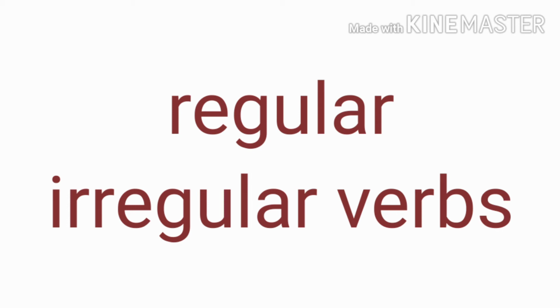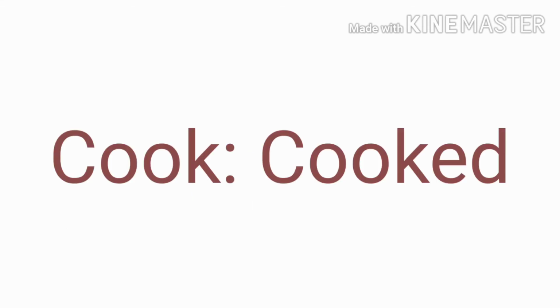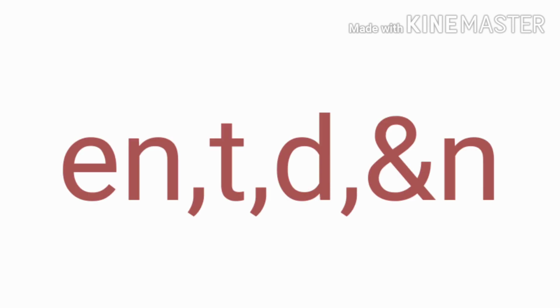Okay, so what you have to remember for the past participle is that for regular verbs it always ends with -ed. Just like an example, you can take cook. Okay, cook becomes cooked. So what did we add? We added -ed. Okay? Okay, next we will move on.